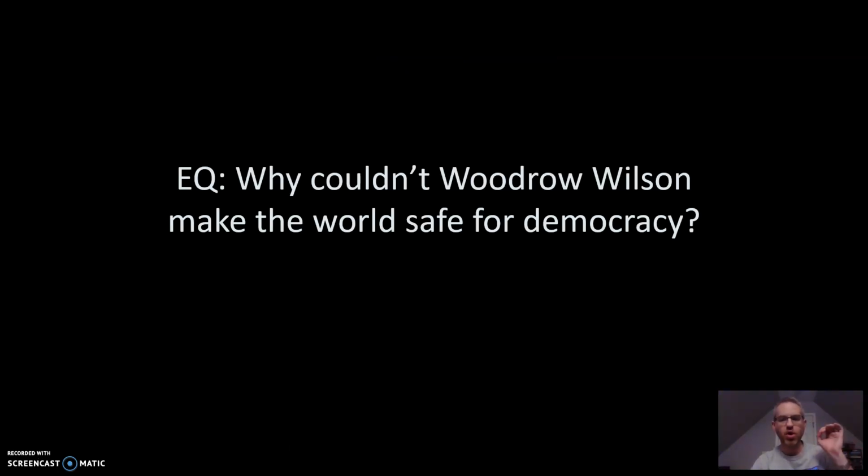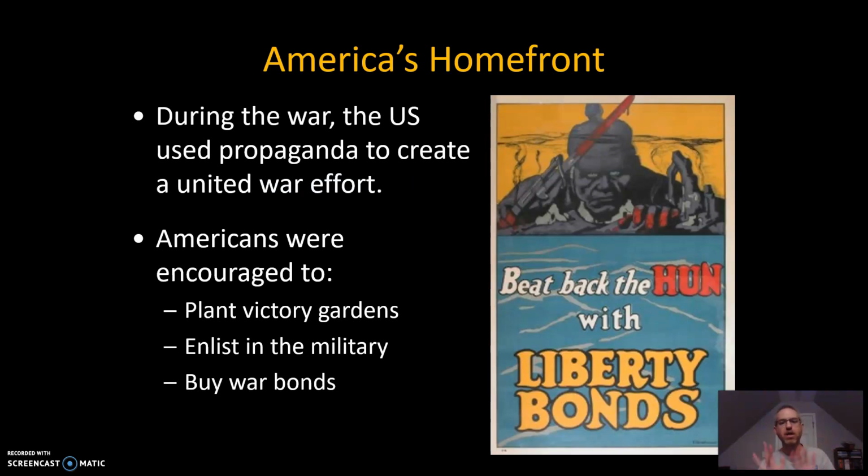Okay. So why doesn't it actually happen? Why is it that Wilson can't make the world safe for democracy? Because there's a lot of the world in the 20th century that is not democratic. Well, let's talk about a couple things here. First of all, on America's home front, there's a huge use of propaganda to get everybody behind this push.